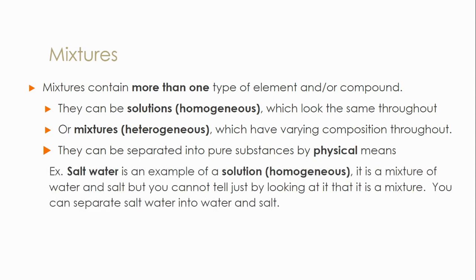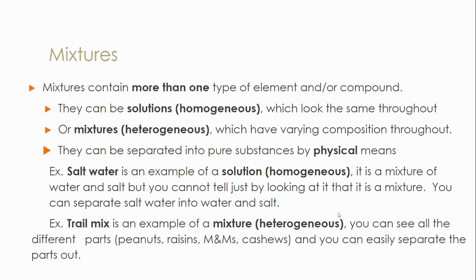So for example, salt water is an example of a homogeneous solution, right? It's a mixture of water and salt, but you can't tell just by looking at it that it is a mixture. You can separate the salt water into water and salt just by boiling it. You'd evaporate the water and you'd be left with the salt. Trail mix is also an example of a heterogeneous mixture. You can see all the different parts, like the peanuts and the raisins and the M&Ms and the cashews, and you can easily pull out all the different pieces.